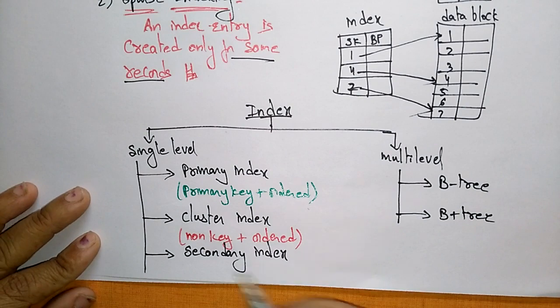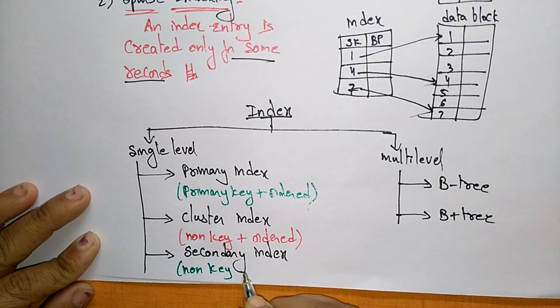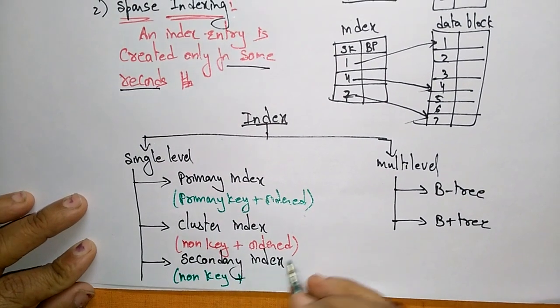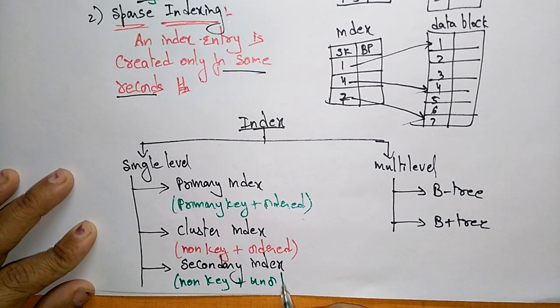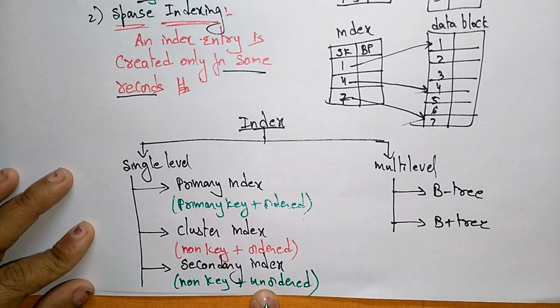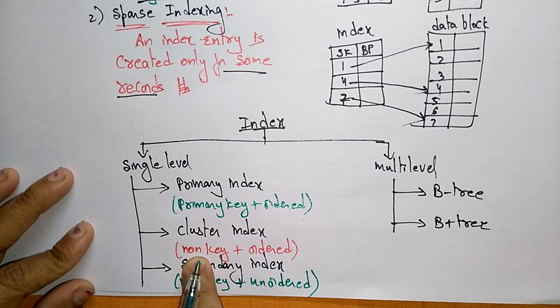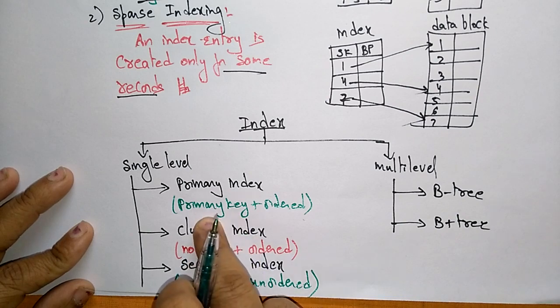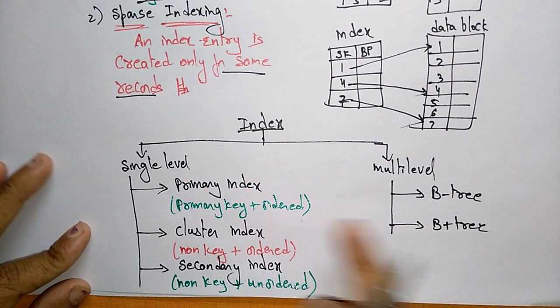So next is the secondary index. Secondary index is non-key, like a candidate key, not a primary key. Non-key plus unordered. So secondary index means the database table may be unordered. Whereas in cluster index, the database should be ordered and we use the non-key attribute for index. In the primary index, we use the primary key as a search key value and it should be ordered.